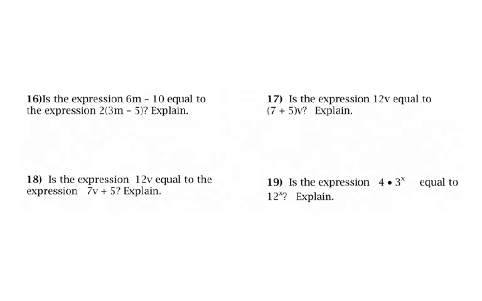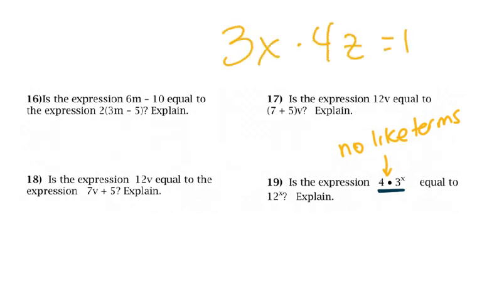Okay, if I look at 4 times 3 to the x, first of all, I want you to notice we are multiplying. And when you multiply, you do not have to have like terms. Like terms are not necessary when you multiply. You can multiply anything you want. You can multiply 3x times 4z and get 12xz. All right, so you can do that. However, look at what this is. That's not 4 times 3x. It's 4 times 3 to the x. That's different.